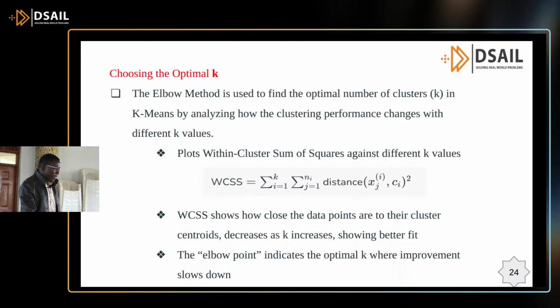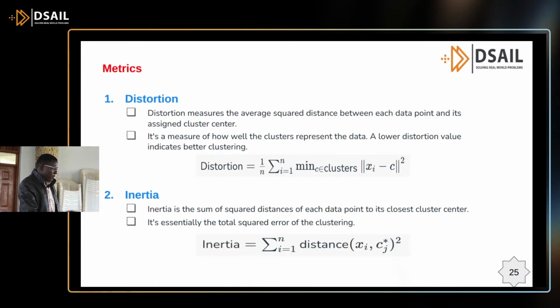So with this, there are two metrics that I use for that. We have distortion, which measures the average squared distance between each data point and its assigned cluster. We've already done that. And then inertia, which is the sum of squared distances of each data point to its closest cluster center. So when you are running k-means, you are able to have this metric, and then you can plot it. If you plot it, you end up with something like this.